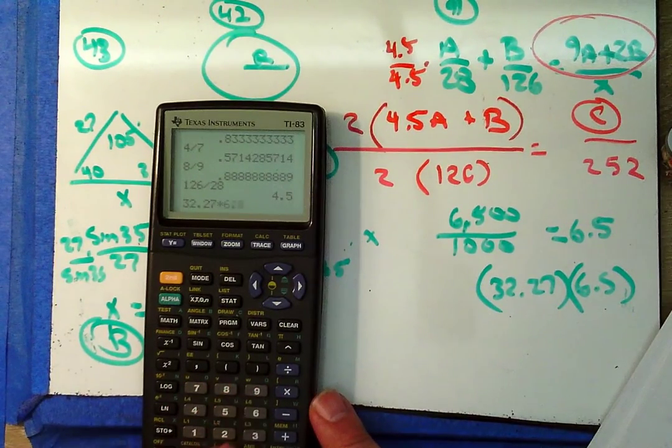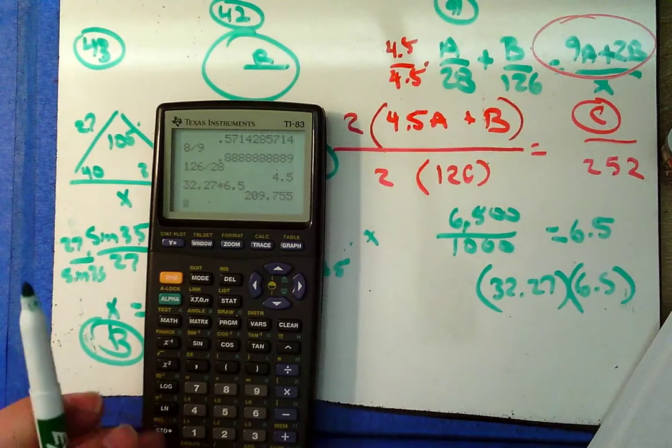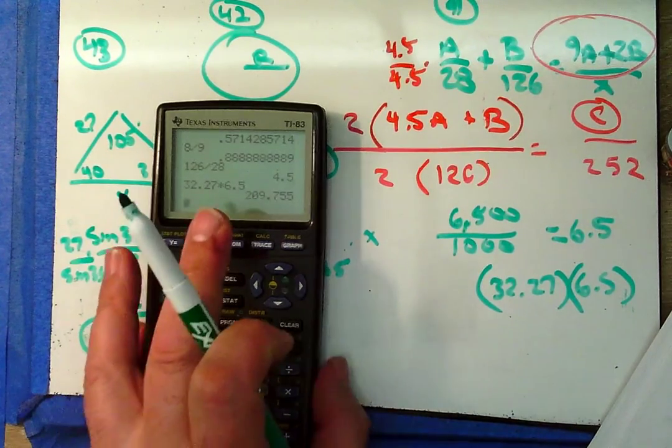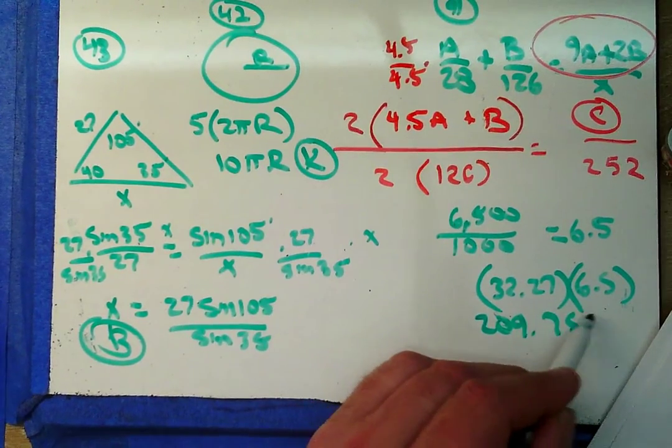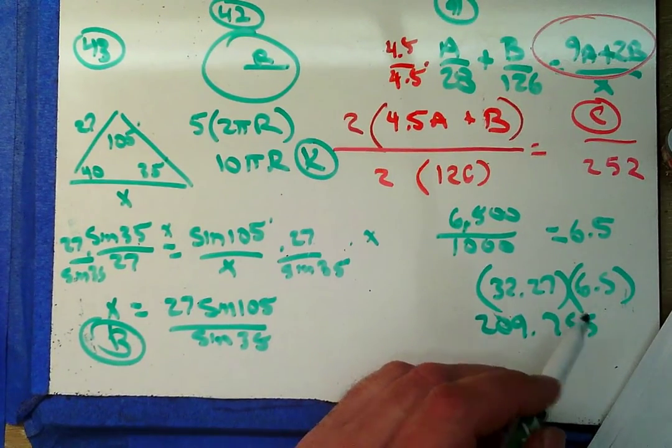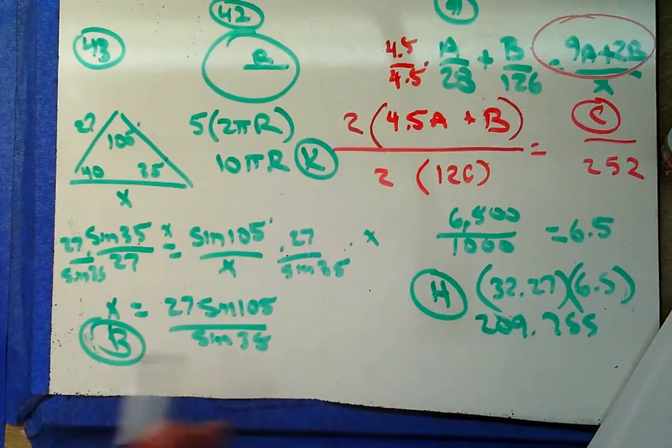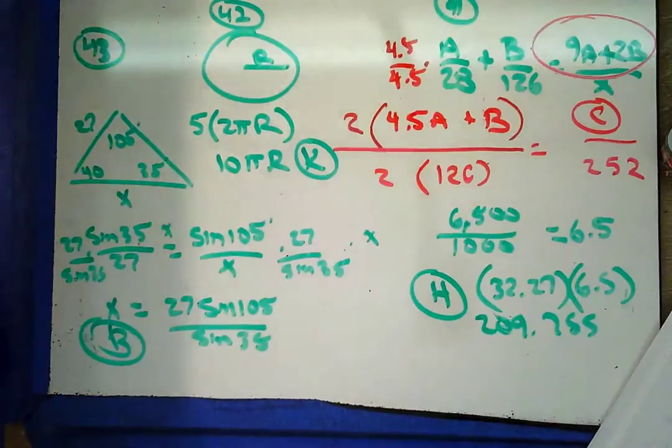3227 times 6.5, and I get 209.755. And that seems to correspond to choice H. H for number 44. 45.